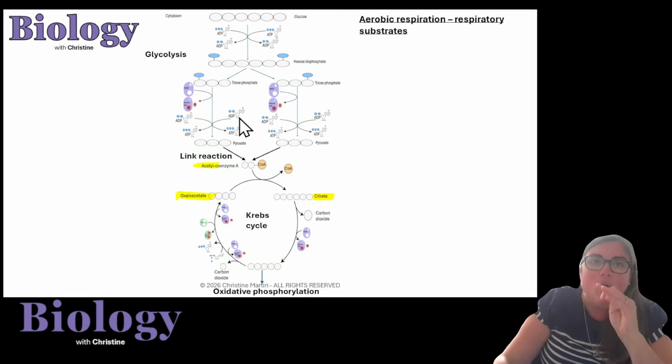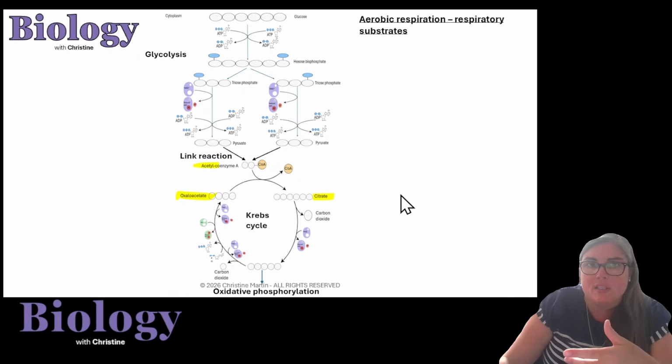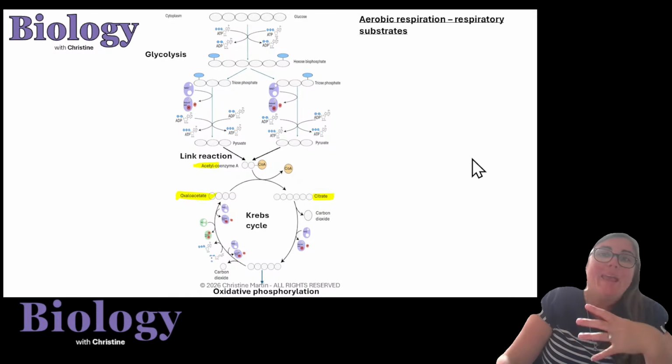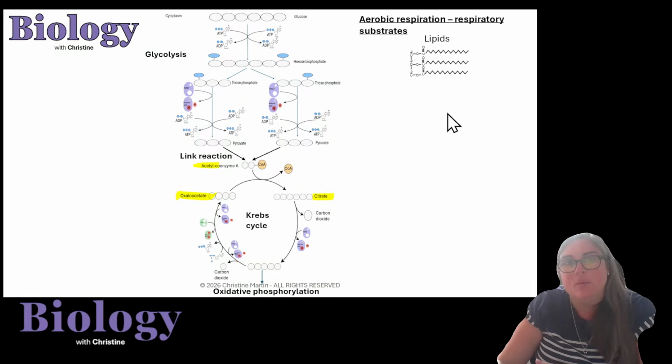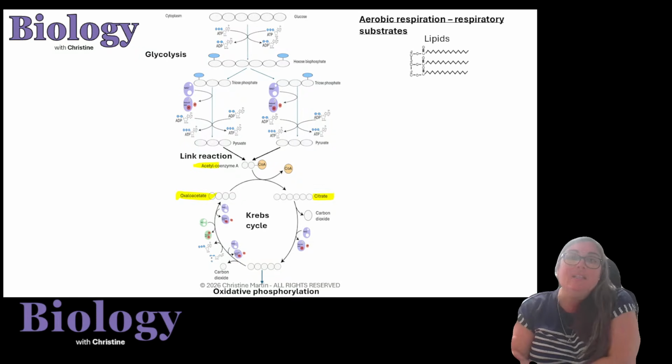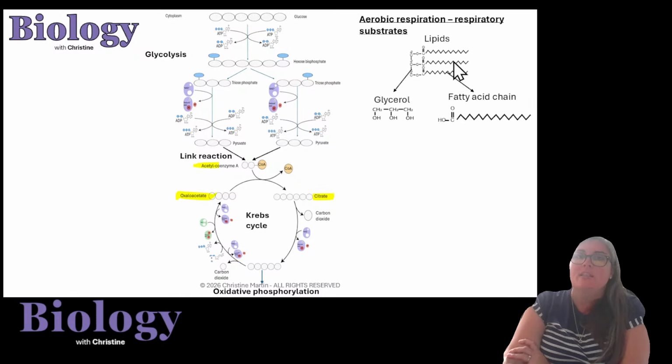Please do be aware of all the different parts of it, where they occur, and what products you're going to get. Now, if we've got aerobic respiration, we know we've got these 4 processes happening. Glucose is the respiratory substrate of choice. However, if glucose is not available, or if lipids are highly available, then the organism can utilize the lipids. So remember, our lipids are 1 glycerol and 3 fatty acid chains if we're looking at a triglyceride.